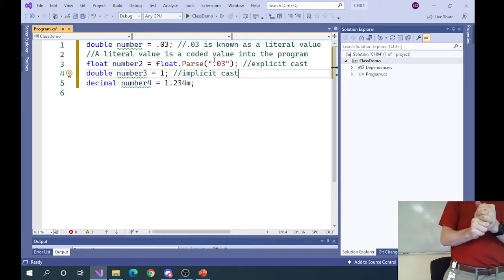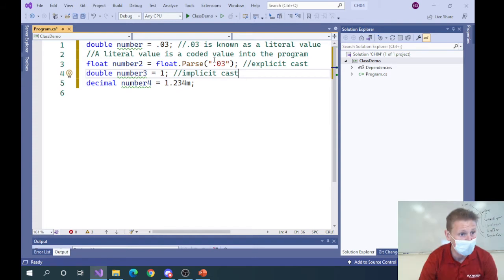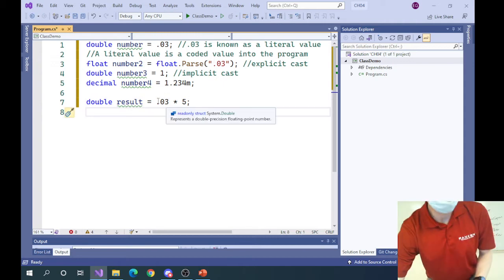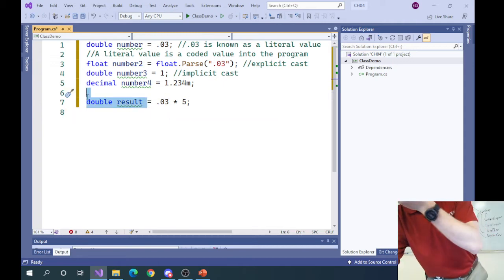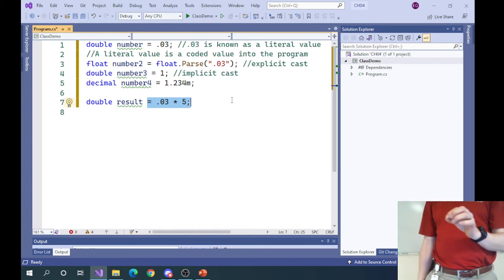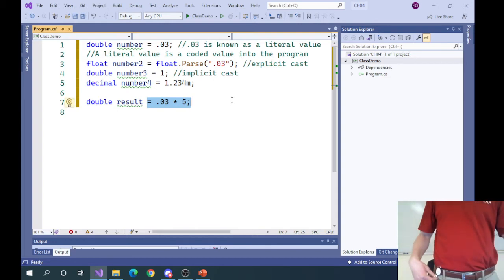It just kind of makes sense, right? So if I say double result equals 0.03 times 5, what's going to happen is on the left we have a double. On the right we have a double times an int. So the compiler looks at that multiplication and says, okay, I need to choose the wider of the two, which is double.